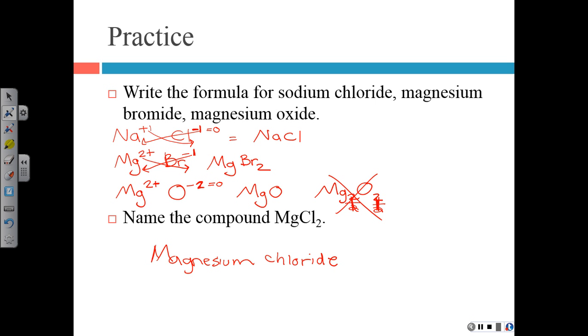First classification, non-metals, we use Greek prefixes. Second classification, group 1, 2, and 3 metals with non-metals, ionic compounds, and this is where we just name it without anything extra added to it. And then to write the formula, we just swap our states. So you have to write out the oxidation state and then just swap them.